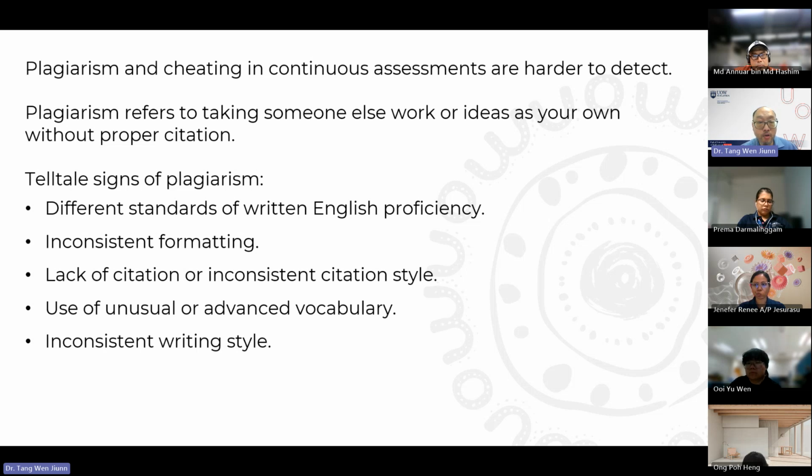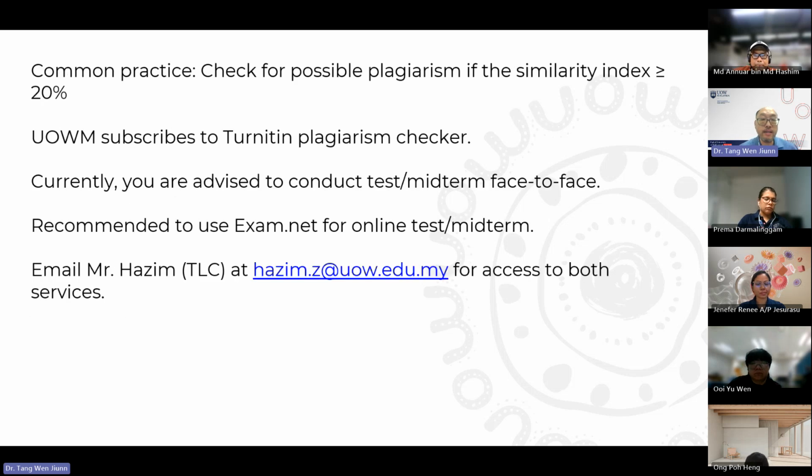But of course, for essays, it is good if we use Turnitin to check the answers. If the similarity index is more than 20%, then that's where we have to start to look into it, whether it is plagiarized work or not. The 20% is the standard percentage. You can check with your school's practice on what the allowed percentage is.